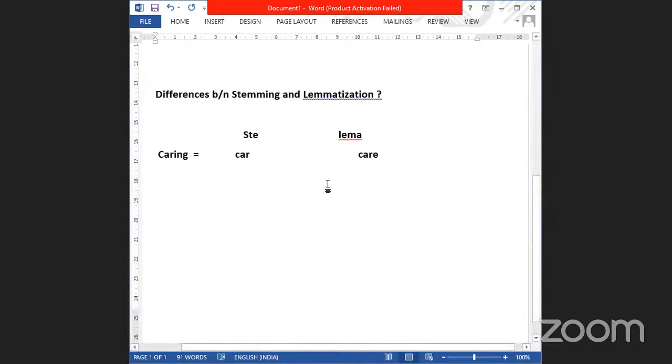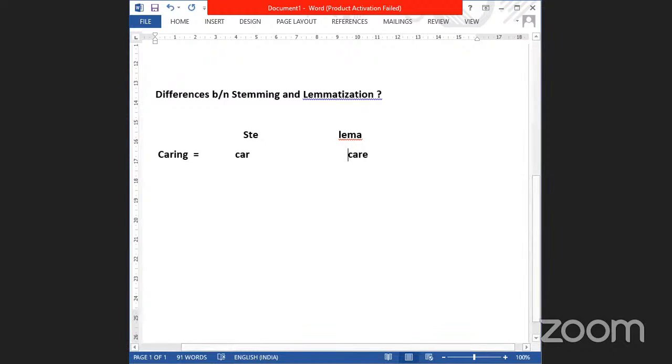So what is happening behind all this? Stemming just removes or stems the last few characters of a word, often leading to incorrect meaning. As you can see, caring is now converted into car. Car is something else, and care is something else. But if you do lemmatization, it will convert into care. So it will go back and check the dictionary for the meaning of the root word. It will find a root word.